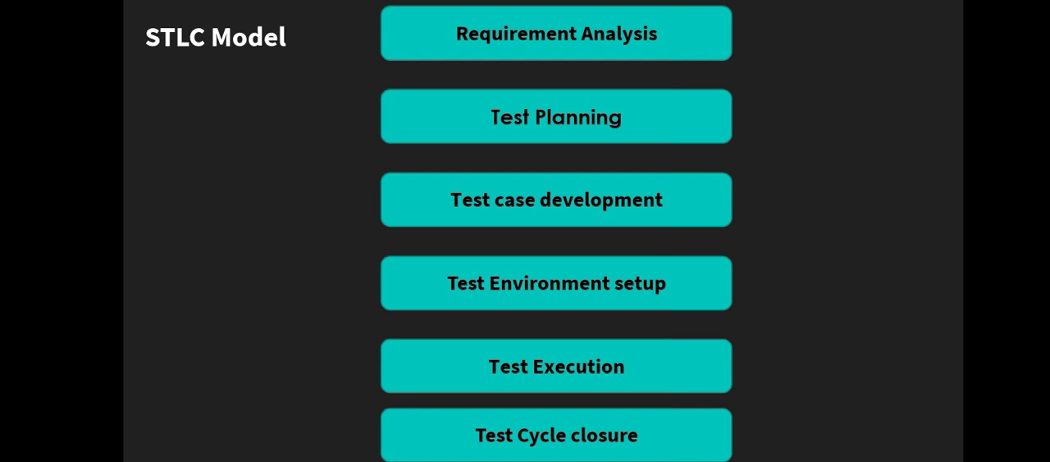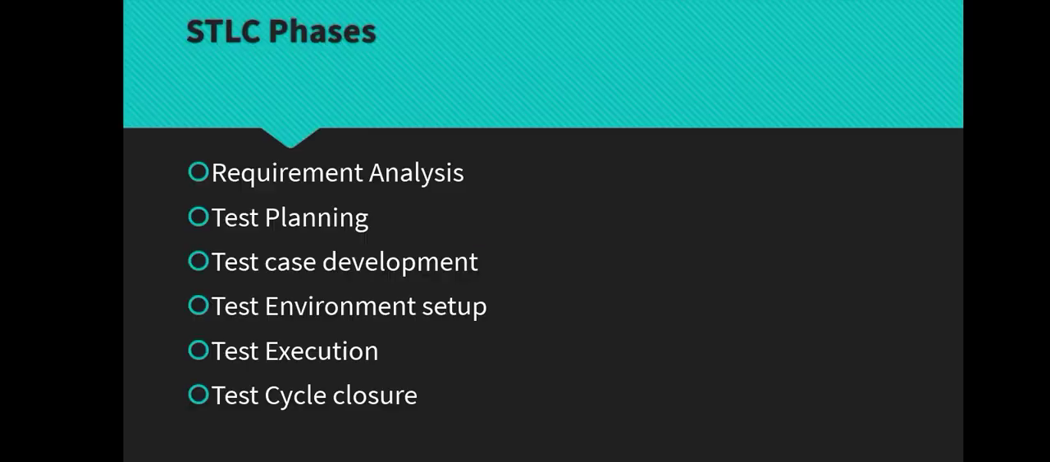STLC models include the major 6 phases, that is requirement analysis, test planning, test case development, test environment setup, test execution, test cycle closure. There are 6 phases in the STLC. Each of these stages has a definite entry and exit criteria, activities and deliverables associated with it. You have the entry and the exit criteria for all the levels in the software testing lifecycle.